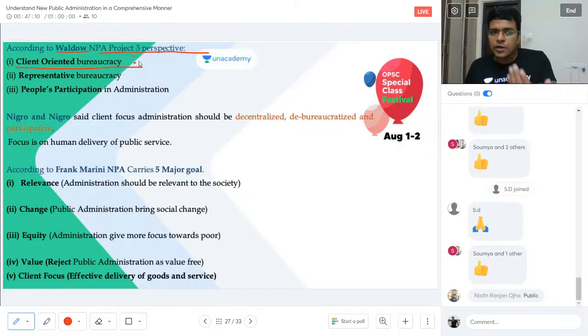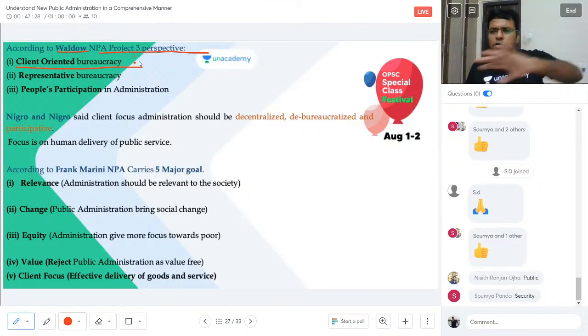Clear? The citizens are your clients. You are the service provider. As a BDO, you are providing service to them. As an SDPO, you are providing service to them. What type of service? Safety. Safety is a service you are providing to them. As a BDO, you are providing various services, from PDS to Indira Awas to other things.